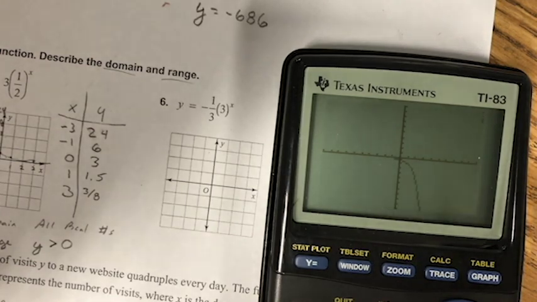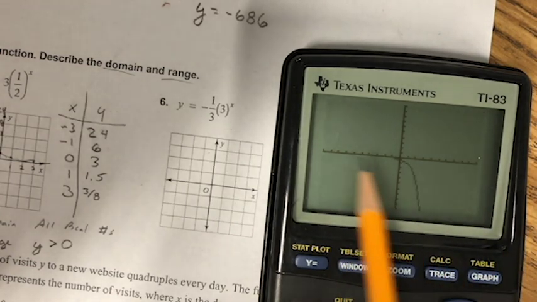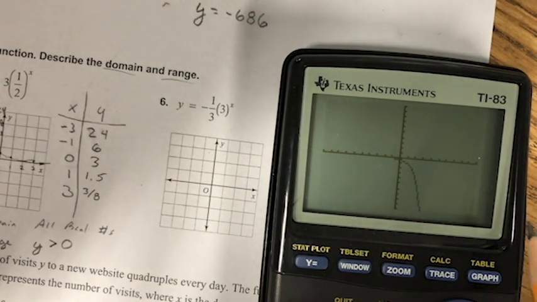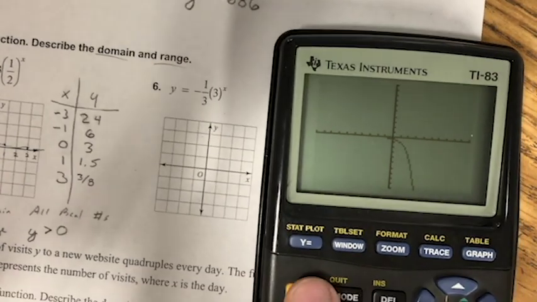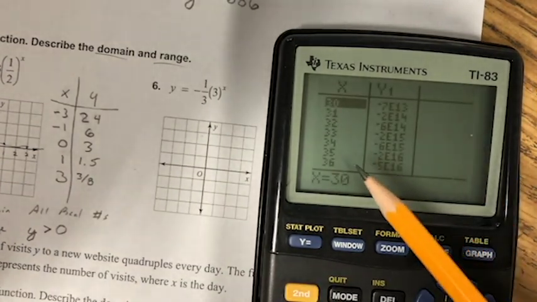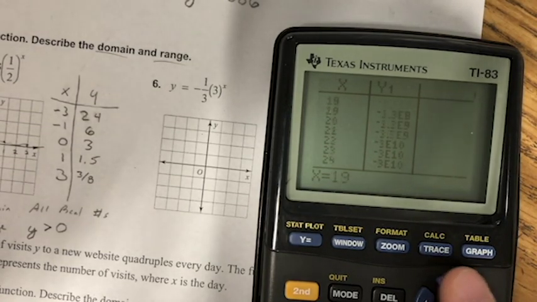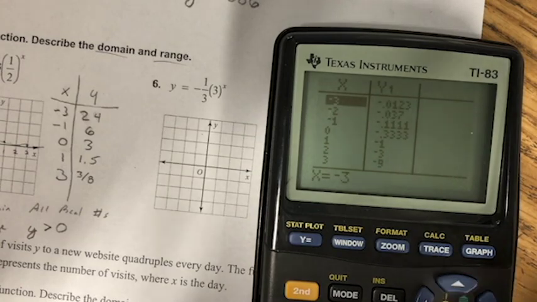Ooh, gives me something weird. So I've got something that's going this direction and then goes down. All right, so we have that concept, but what are these numbers? Well, the best thing for me to do is to go to our table. So I can hit second table. And this gives me a table, and I'm going to scroll all the way back up to 0 here so you can see it. This gives me a bunch of different numbers. It gives me my x values and their corresponding y. So let's look at it from here.